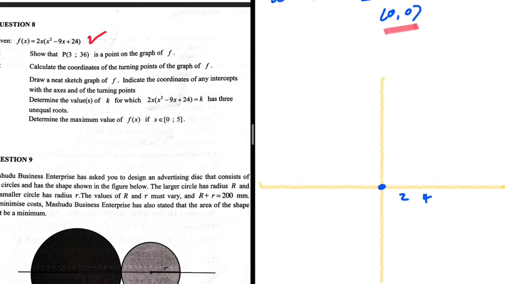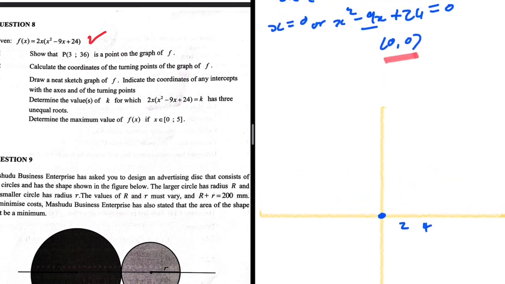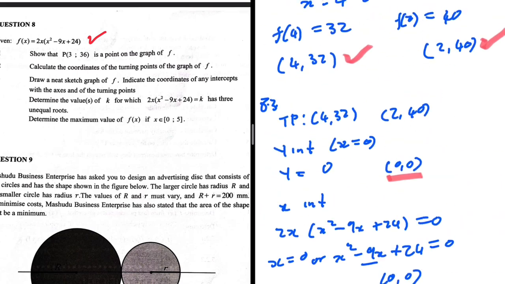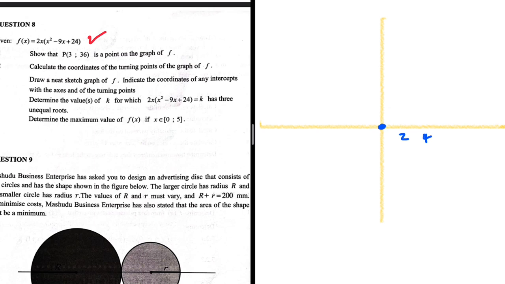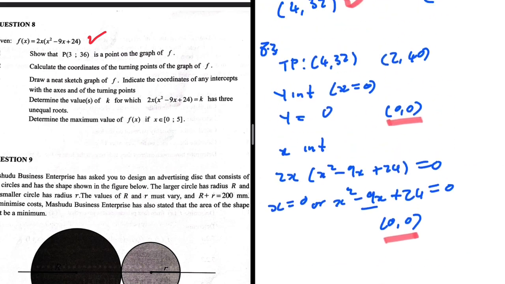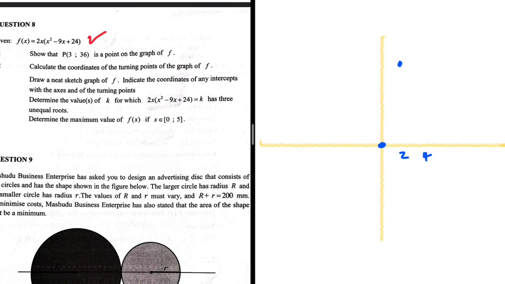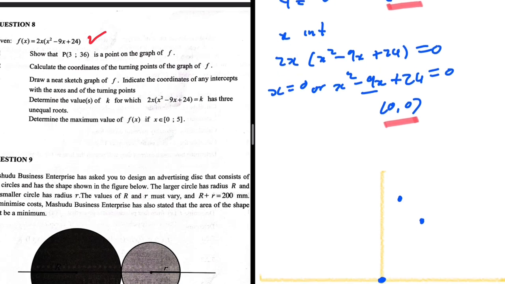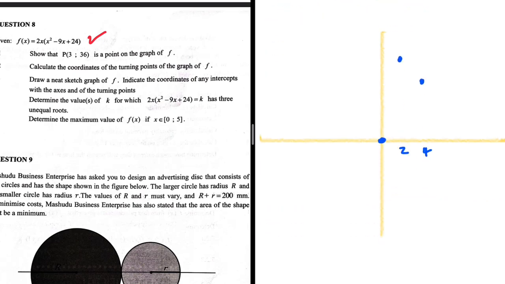Okay, so let's find that. 2 goes with 40. So 2 and 40, they can be somewhere here. And then 4 goes with 32. So let's put it somewhere here. Okay, and then what else are we looking for? I think that is actually all. So we are expecting something like this.